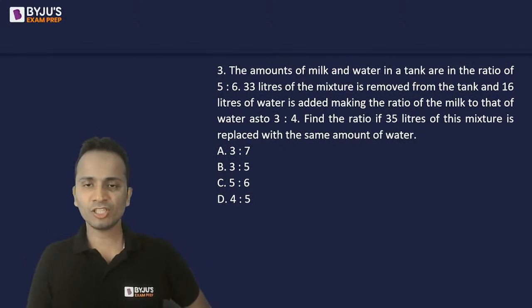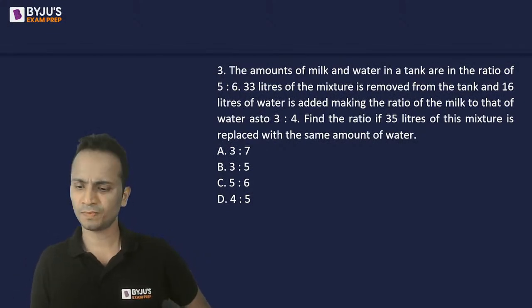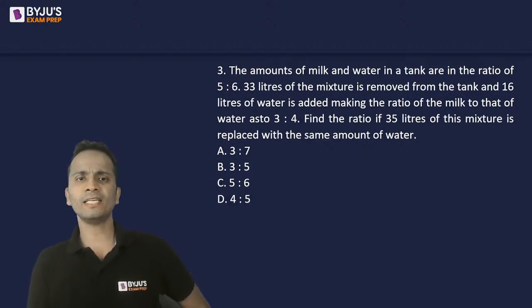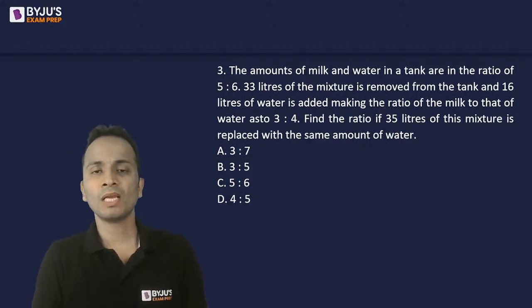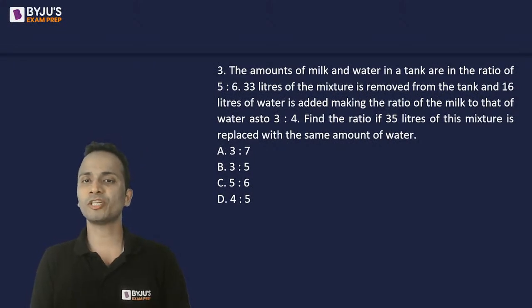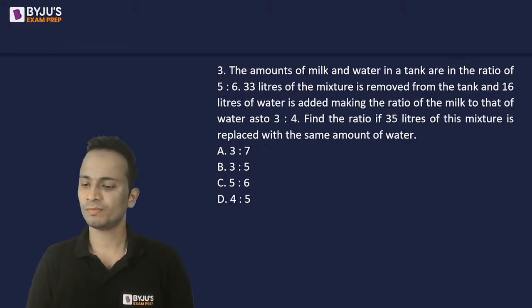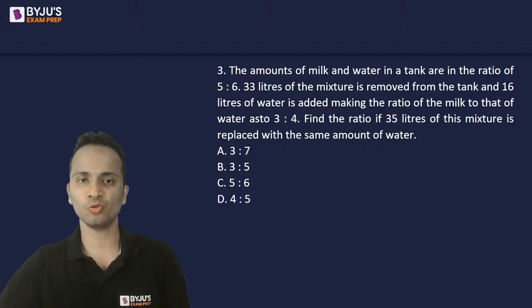Question number 3, averages, mixtures, and alligations. The amounts of milk and water in a tank are in the ratio 5 is to 6. 33 liters of the mixture is removed from the tank and 16 liters of water is added, making the ratio of milk to that of water as 3 is to 2.